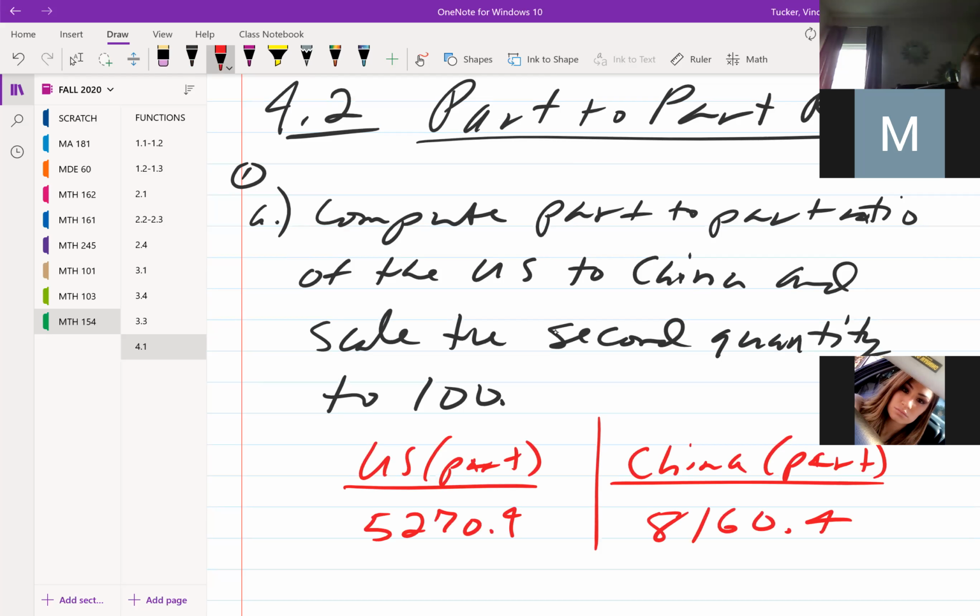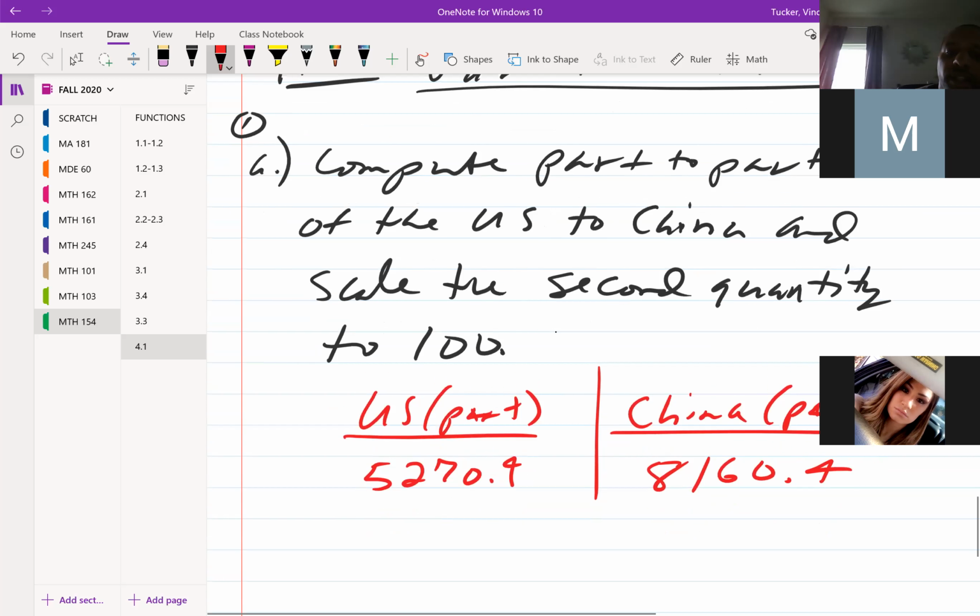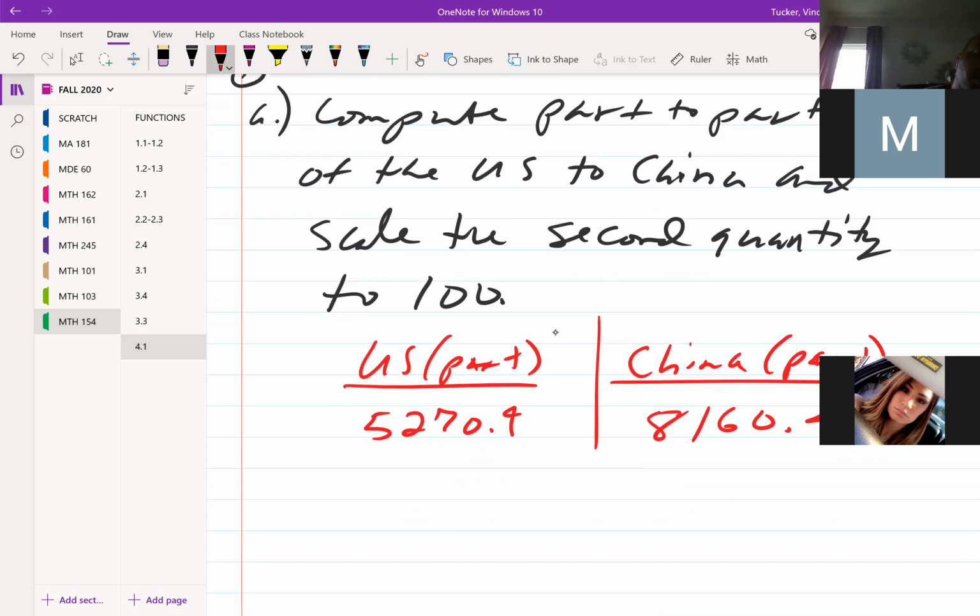So 5,270.4, 8,160.4. And we want to scale the second quantity to 100. So that means you're going to have X and then 100 here. So in other words, don't forget 2 is, what will go in between these. So you said US to China, second quantity to 100.